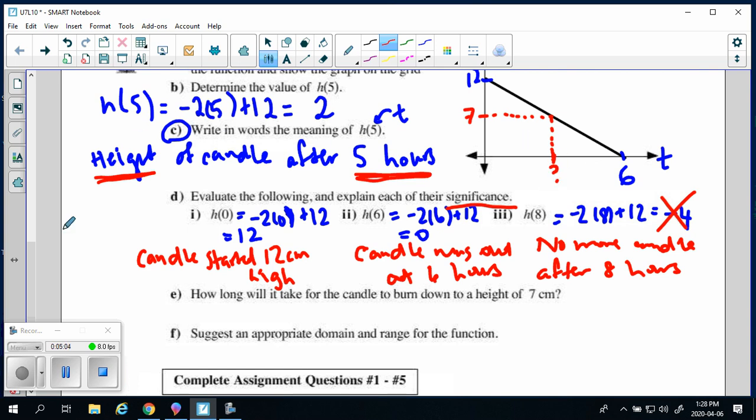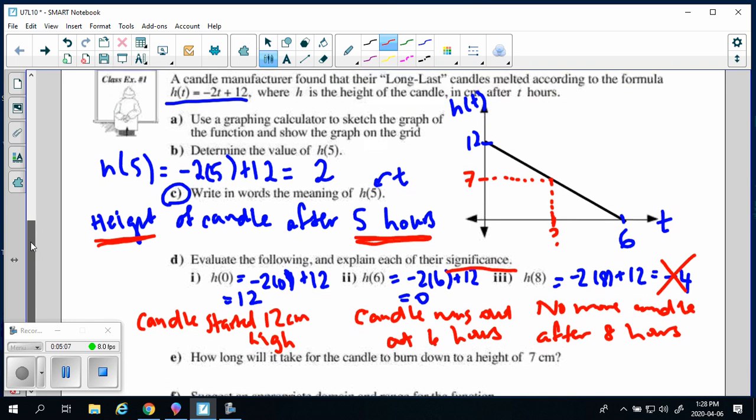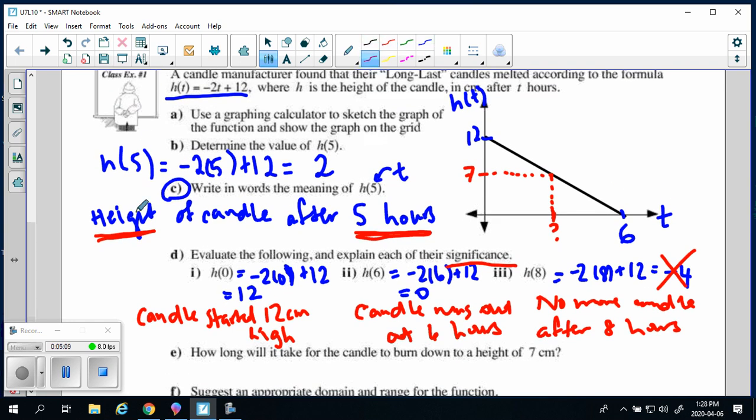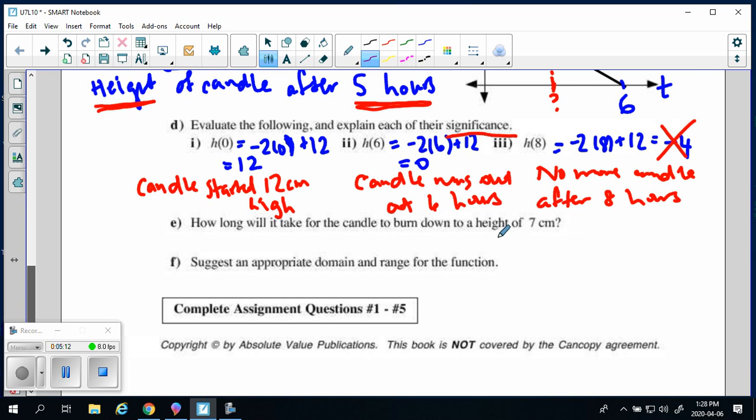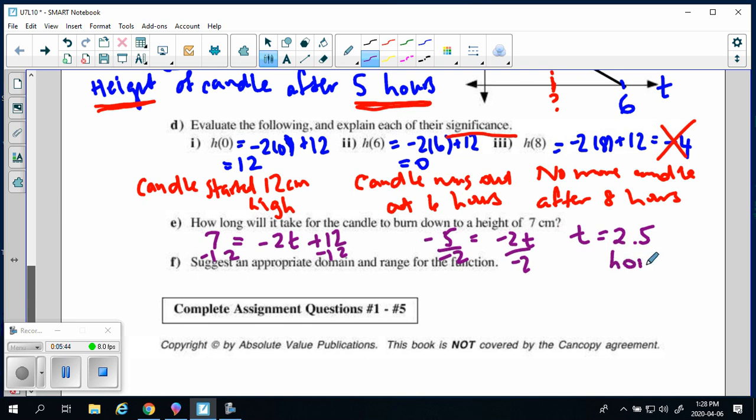Unfortunately, we don't have a very good graph because we just have a sketch. So what you're expected to understand is that you can take this and plug it into the formula as 7 is equal to negative 2t plus 12. So if you actually solve this, you're going to end up with negative 5 is equal to negative 2t. I'll divide both sides by negative 2. So this is exactly 2.5. So you can say that it was 2.5 hours.